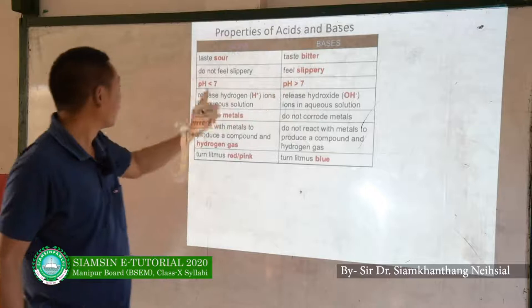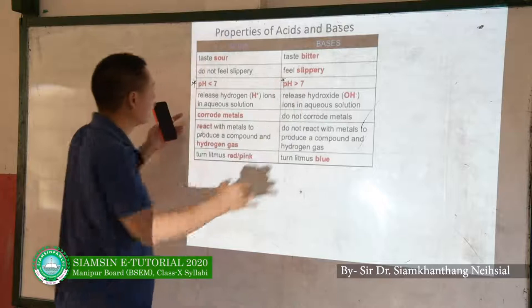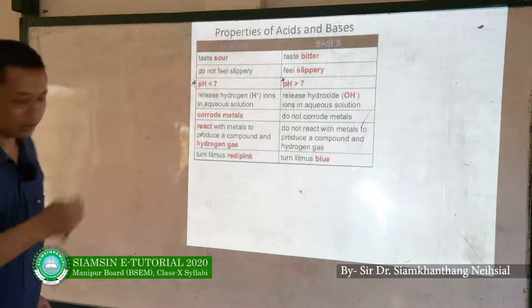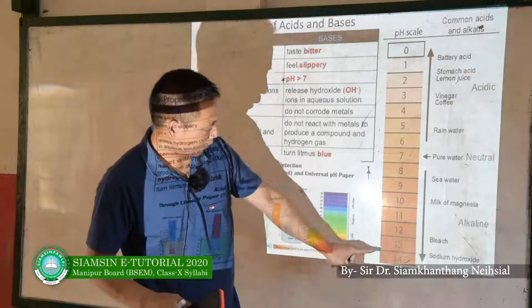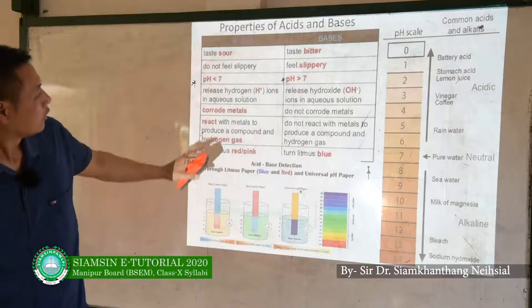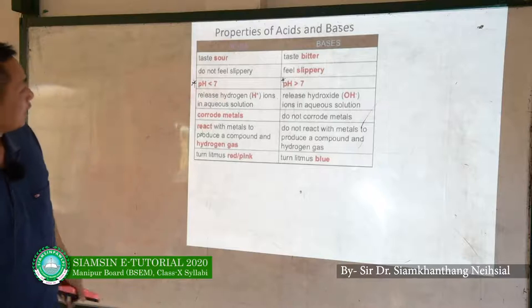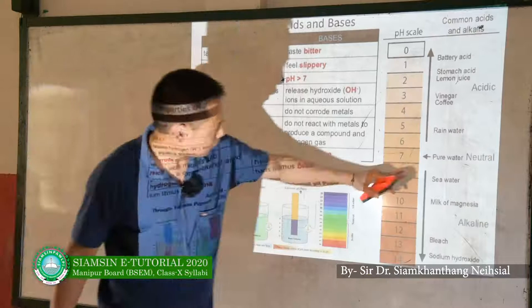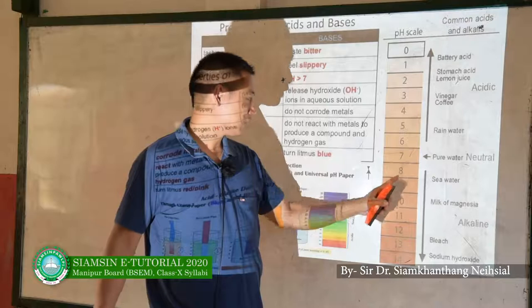pH. Now the pH scale, next slide. On the pH table, from 0 to 7, they are all acids. A pH less than 7 means acid, and a pH greater than 7 means base. pH 7 is neutral.